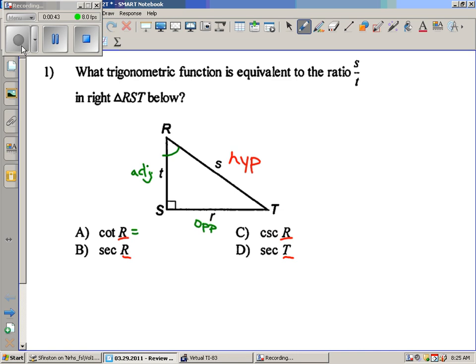Cotangent would be adjacent over opposite. So it'd be t over r. Nope, you're out. Let's do secant. Secant, no two cos go together, so it goes with cosine, which means it's got to be the hypotenuse over the adjacent. Right there. You know what I'm saying?